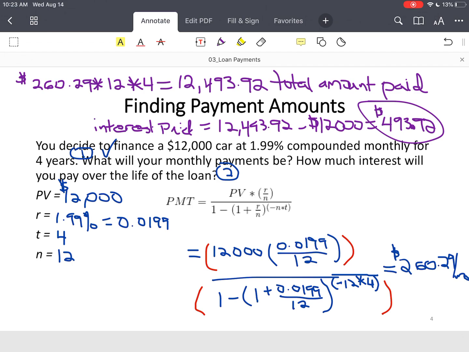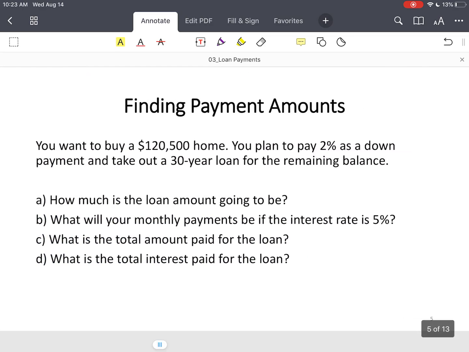Now this next example, we're going to move up and we're going to do what most people want, which is a home. So we're going to take this home, and we found the house. The mortgage for this particular house is $120,500. You plan to pay 2% down as a down payment. So your down payment is 2%, and you want to take out a loan for the rest.